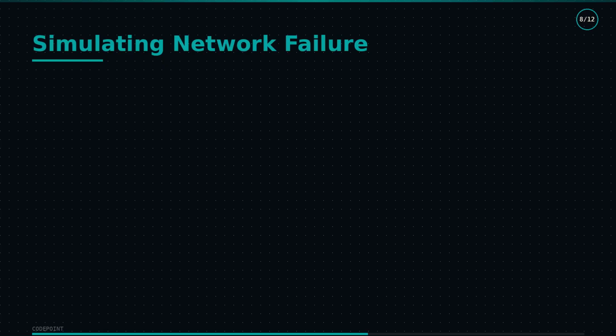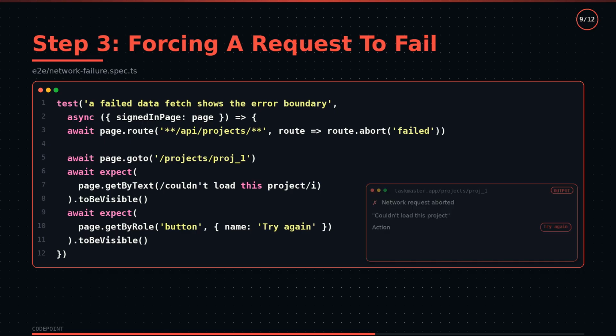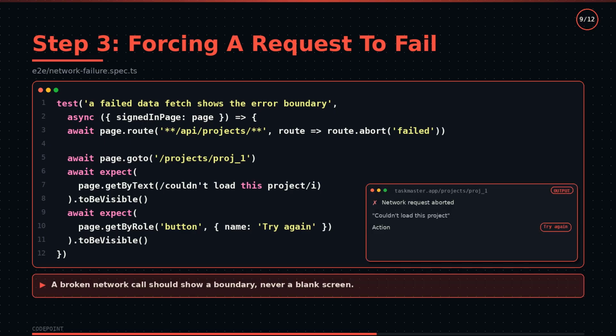Simulating network failure. Step 3. Forcing a request to fail. Test: a failed data fetch shows the error boundary, not a blank page. Async, page, signedInPage. Await page.route, /api/projects, route to route.abort failed. Await page.goto /projects/proj1. Await expect page.getByText couldn't load this project to be visible. Await expect page.getByRole button, name: try again to be visible.